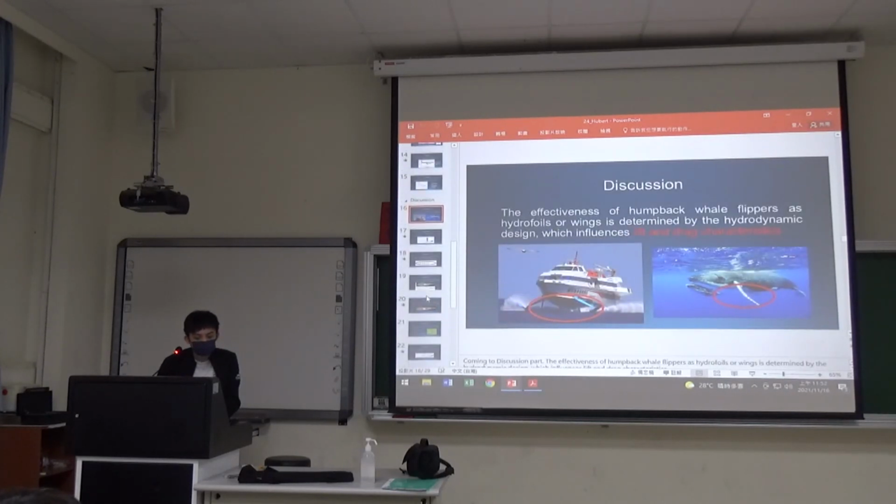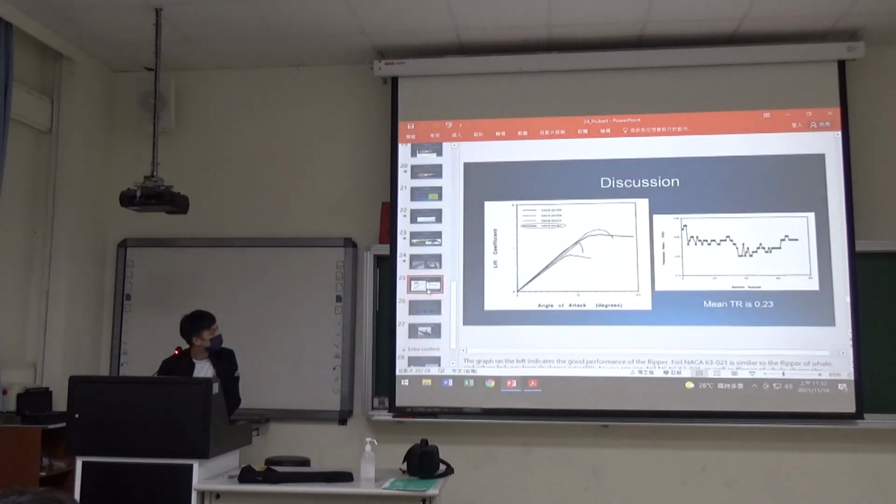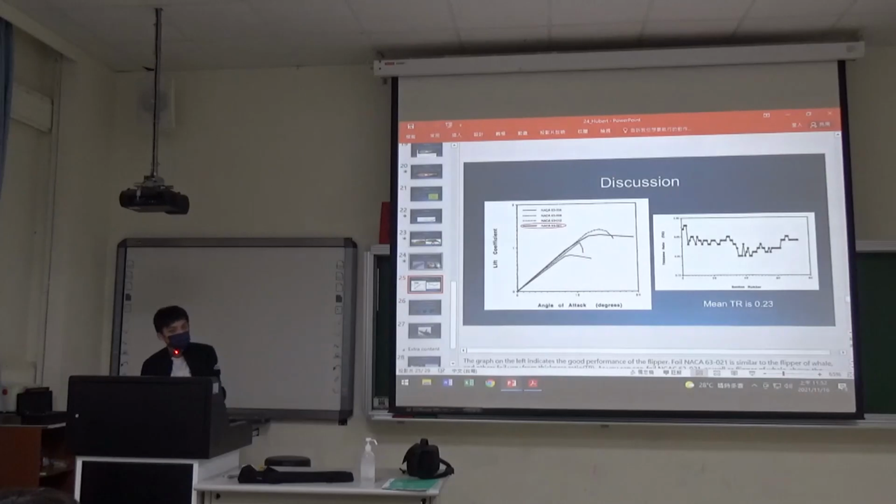Sorry. The right picture, can you explain again? Can you repeat the question? The last picture. Yes. I want to know the right picture, because the axis is too small. Can you explain this picture again?